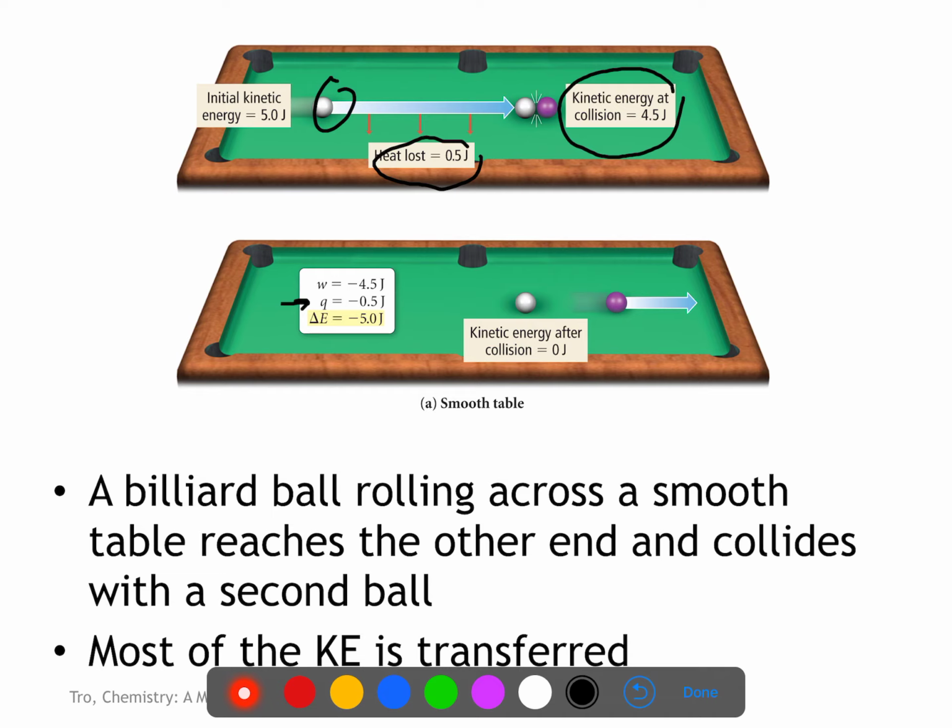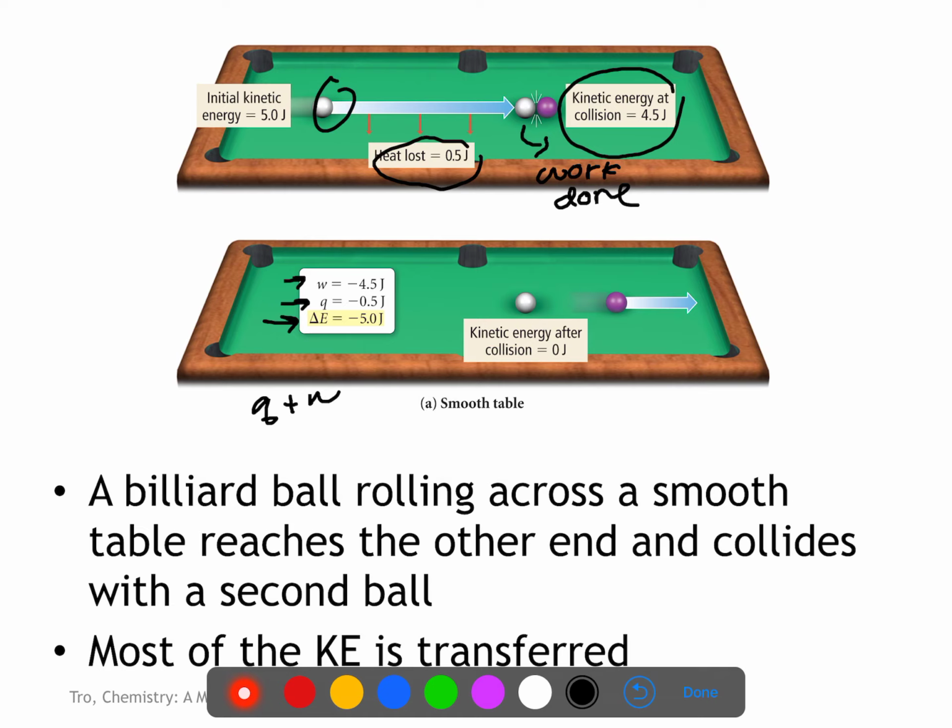Now, work was done by the system. That's why it's negative 4.5 joules, because it transfers its energy. So work was done by this ball. Then we say that the total energy is Q plus W, which is negative 5.0 joules. The kinetic energy after the collision is therefore 0 joules.